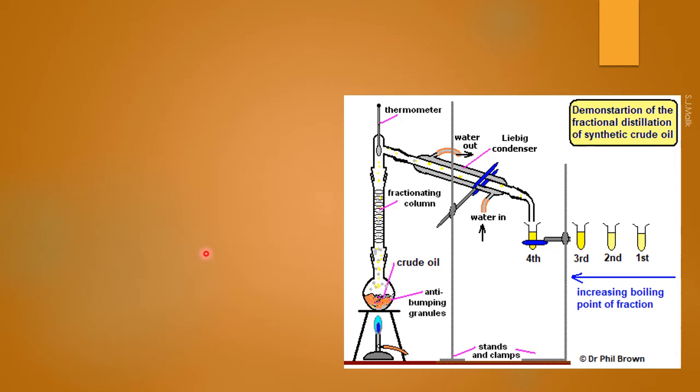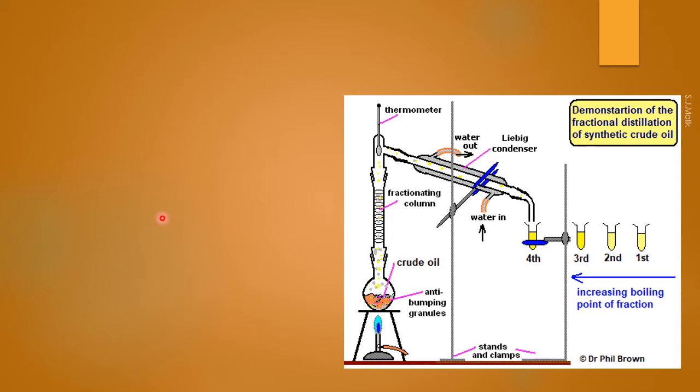When two liquids which are miscible in each other have a difference in their boiling points of less than 25 K, at that time the fractional distillation process is used. For example, the separation of different gases from air, that is a fractional distillation process.